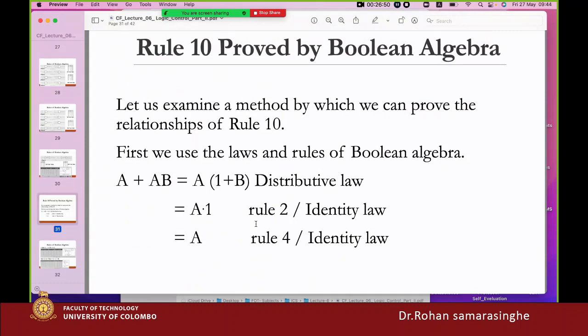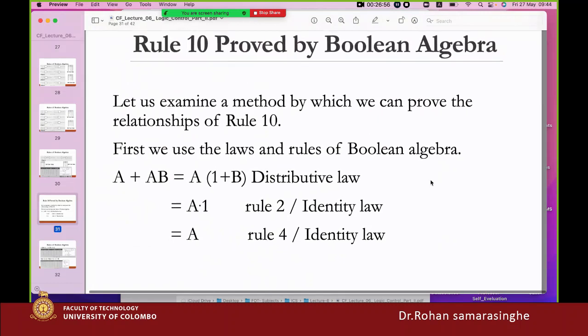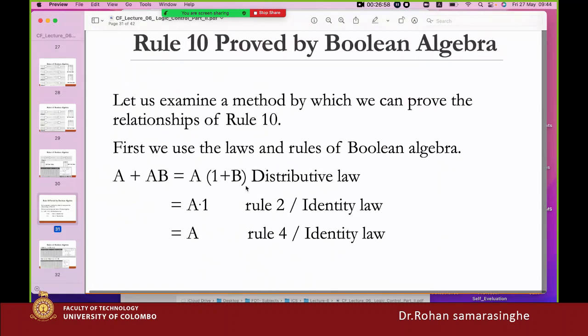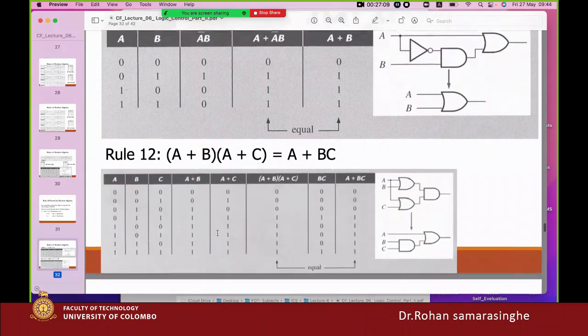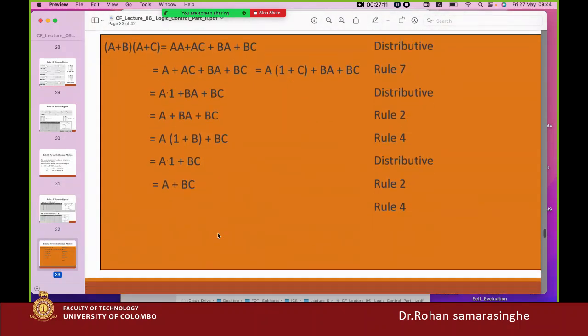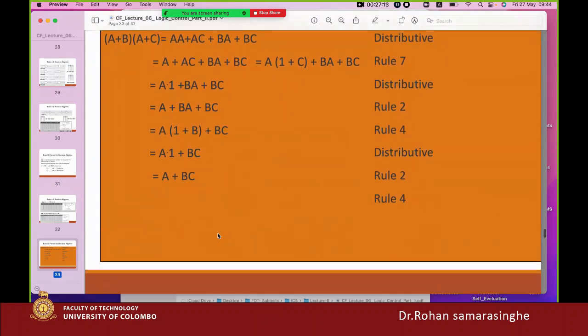You have to apply the law. If you are given A plus AB, you can get A times 1 plus B. This is the distributive law you have applied. 1 plus B equals 1, whatever the value of B, the output is 1. And A dot 1 is A. Likewise, you can prove it. Here is a simple example.